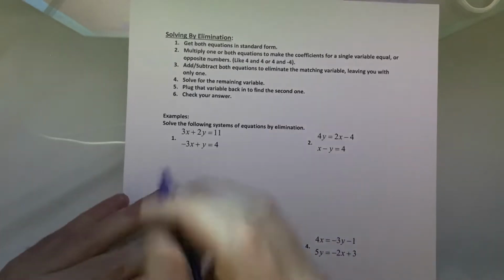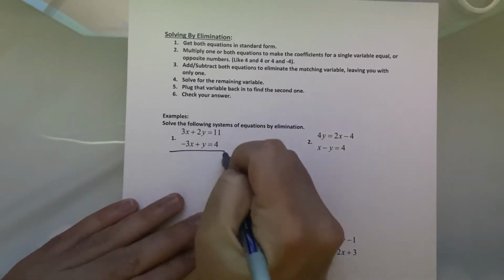My preferred method is elimination. For elimination, you get both equations in standard form, which is your x's and y's on one side, your number on the other side. You potentially multiply one or both equations to make the coefficients for a single variable equal or opposite, depending on if you like addition or subtraction. We'll keep it as opposite for our purposes. And then once you add the two equations together, only one variable will remain. You can solve for that one and then plug it back in for the other.